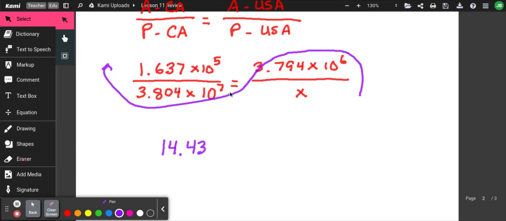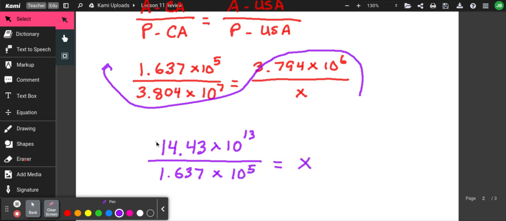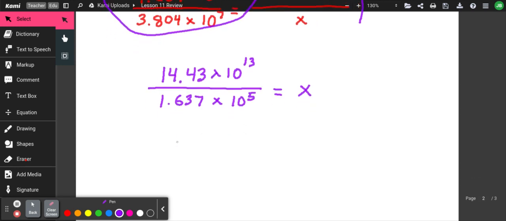And if I multiply their powers, 10 to the 6th times 10 to the 7th becomes 10 to the 13th power. But I still have to divide this by 1.637 times 10 to the 5th power. And you might be asking, Mr. Blows, why didn't you convert this top number into scientific notation? Remember my rule. I don't convert anything into scientific notation until I'm done. Because when I divide, there's a good chance that it's going to drop below a double-digit number. So I want to make sure that I'm not just doing extra work.